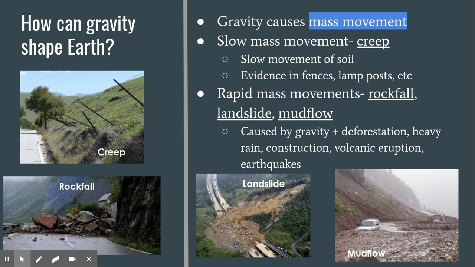Could be something like deforestation, so us taking down trees. Tree roots are really good at keeping soil in its place. So if we deforest an area and we take out those tree roots, then that makes that soil a lot less stable. Heavy rain can be a big issue, so major storms. Construction, shaking up the landscape, can be a huge catalyst for rockfall, landslide, and mudflow.